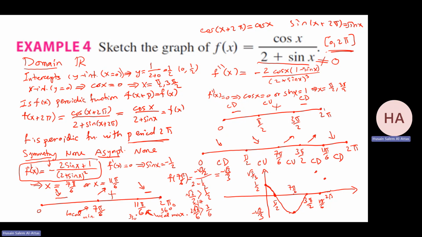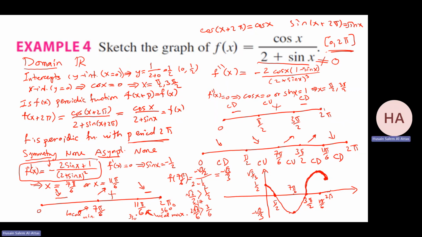And the function will do what? It will be concave down but increasing, so it will do something like this. Concave down but increasing, and then it will be decreasing and concave down. It will do something like this. Well, this is the 2 pi.